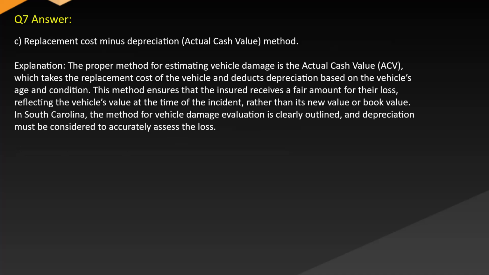Answer: C. Replacement cost minus depreciation actual cash value method. Explanation: the proper method for estimating vehicle damage is the actual cash value (ACV), which takes the replacement cost of the vehicle and deducts depreciation based on the vehicle's age and condition. This method ensures that the insured receives a fair amount for their loss, reflecting the vehicle's value at the time of the incident rather than its new value or book value. In South Carolina, the method for vehicle damage evaluation is clearly outlined and depreciation must be considered to accurately assess the loss.